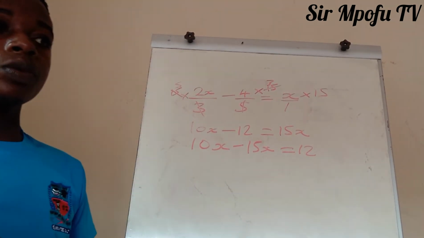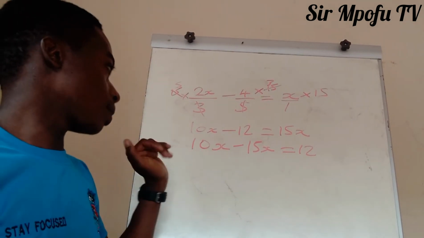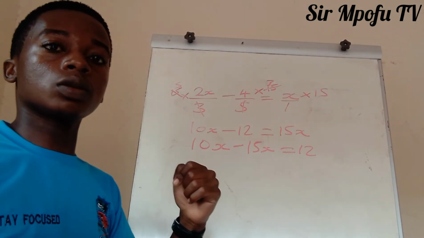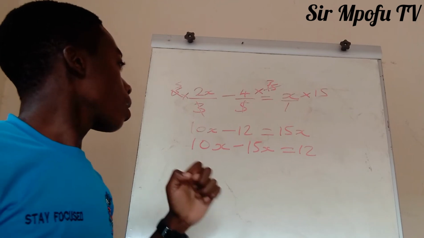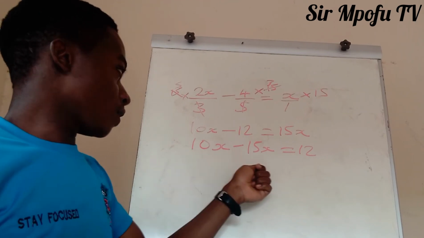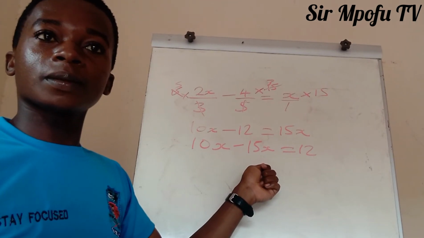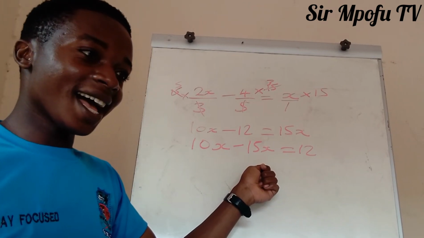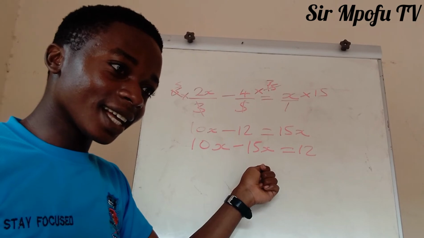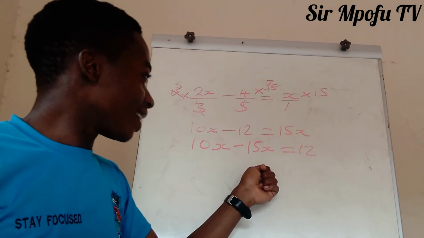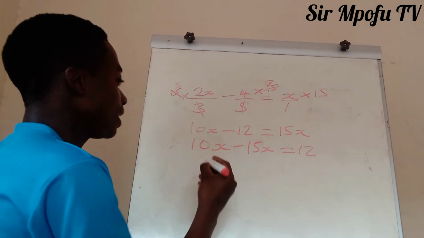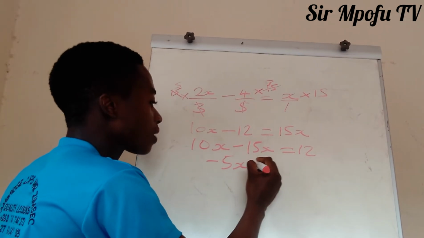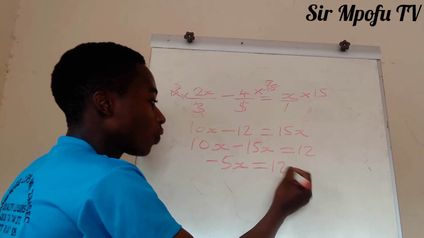When we're saying like terms, we are talking about those terms that have algebra. Like this one is x and this one is x as well, so they are like terms. Now 10x minus 15x, what is the answer? Yes, that is negative 5. It will be minus 5x, not just minus 5. Minus 5x equals 12, like this.